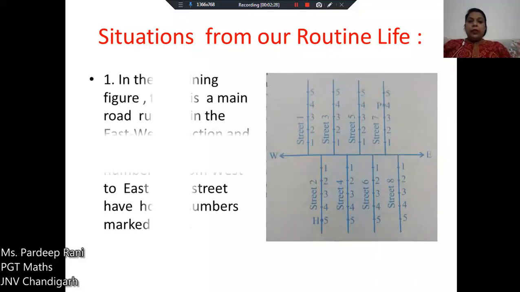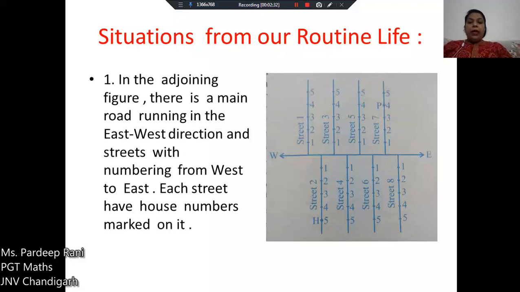Dear students, in the adjoining figure, there is a main road which is running in the east-west direction. You can see in the figure, this is the east-west direction and there is a road on this direction in which street numbers are marked either above this road or below this road by numbers 1, 2, 3, 4, etc. up to 8. And these streets have house numbers marked on them like 1, 2, 3, 4, 5, etc.